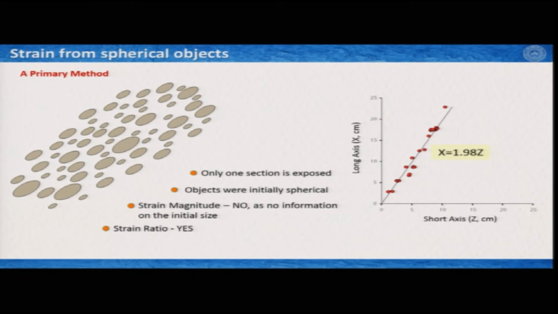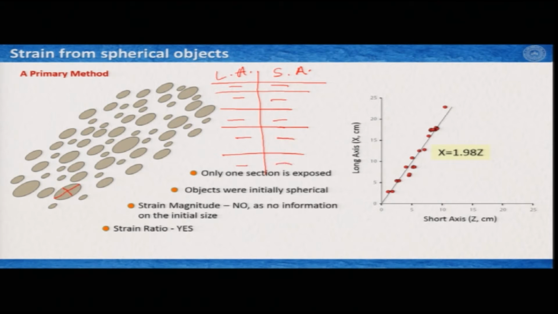So, here is a very simple example that I had some initial circles, and these circles got deformed to form these ellipses. So, you can measure the long axis and you can measure the short axis. So, what you do, in one column you write long axis, and in one column you write short axis, and then you plot this, you write the values 1, 2, 3, 4 and so on.